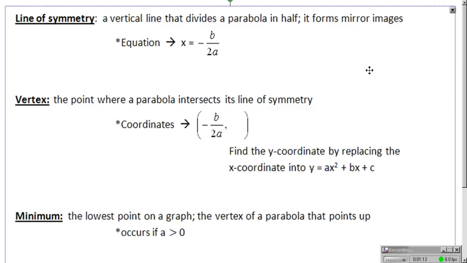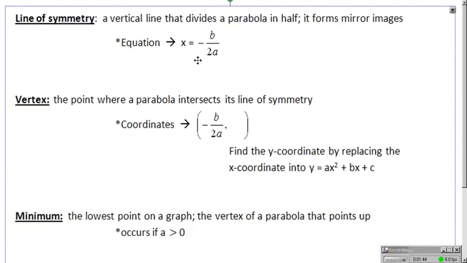Other terms that we need to become familiar with is line of symmetry. Line of symmetry is going to be pivotal when we start graphing these without setting up a table. What you need to remember about a line of symmetry is basically it divides the parabola in half. It's a mirror image. There's an equation for this. To find the equation of the line of symmetry, it is x equals negative b over 2a. x equals negative b over 2a.